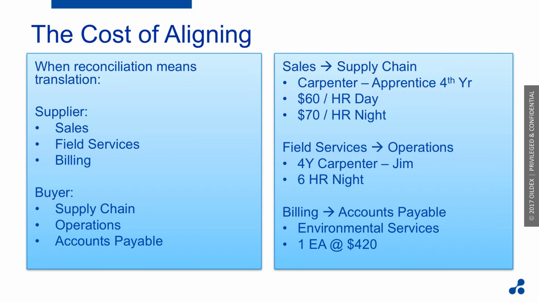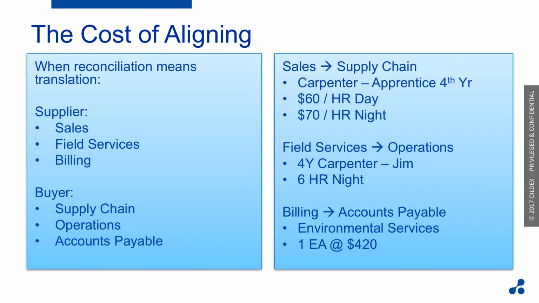So this is a question of communication. And with people being people, paper being paper, how that information looks today can easily be different than how it looks 6 months from now. For example, the supplier sales team and supply chain have agreed on pricing for a 4th-year apprentice carpenter. The work is performed, and the field services provides a receipt to operations, but nowhere do you see the word apprentice. Is it the same thing? Maybe, but we do know it's Jim.